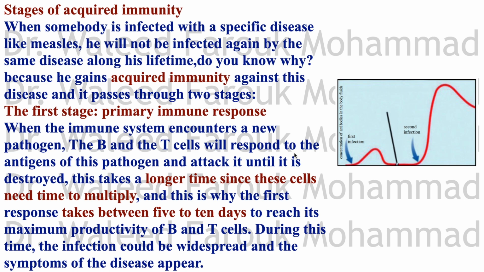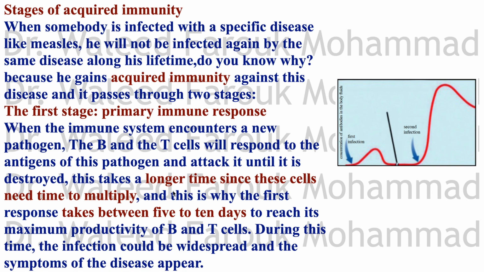ازاي بنكتسب acquired immunity؟ ازاي بنكتسب immunity لحاجه معينه؟ through two stages. The first stage is called the primary immune response، وده مع اول انفكشن. الانفكشن لما بيدخل الجسم لاول مره. شايفين الريسبونس هنا compared للريسبونس دي. الفيرست انفكشن بيحصل معاه ريسبونس من البي والتي سيلز ان to the antigens، وبعدين attacks it until it's destroyed.